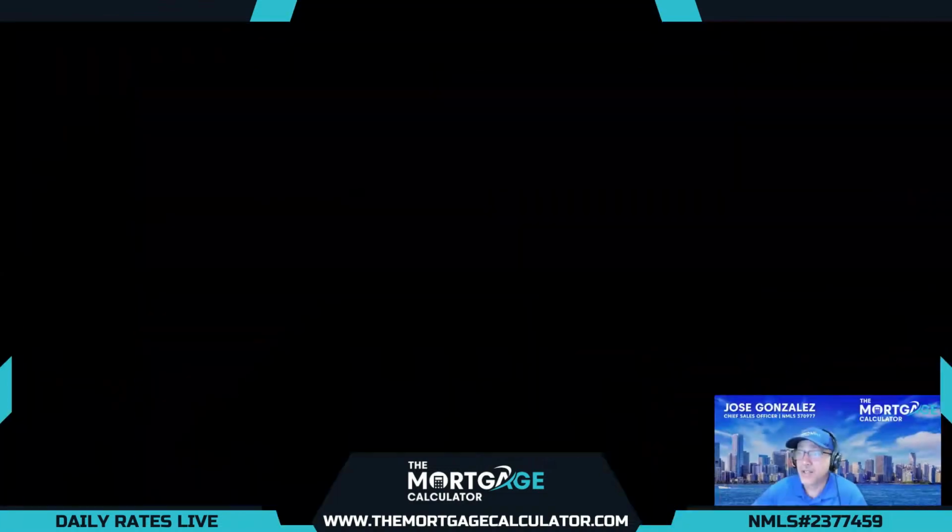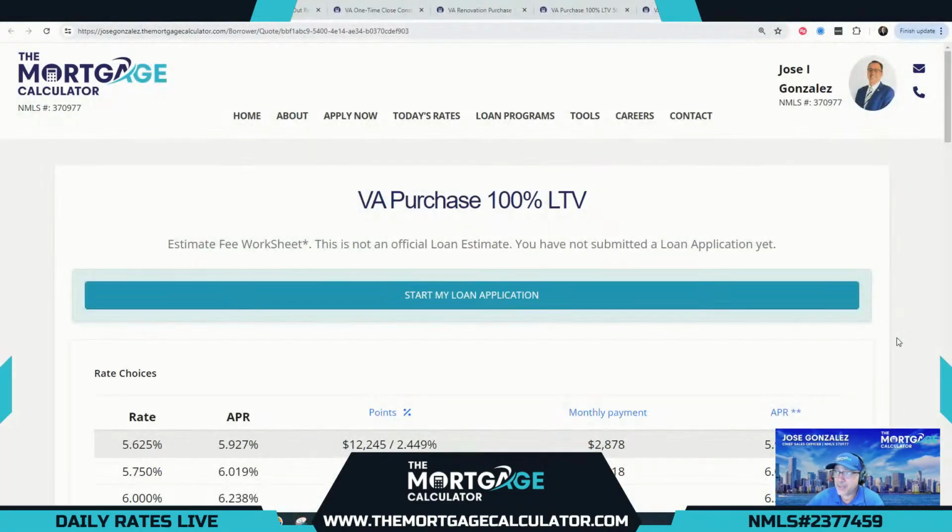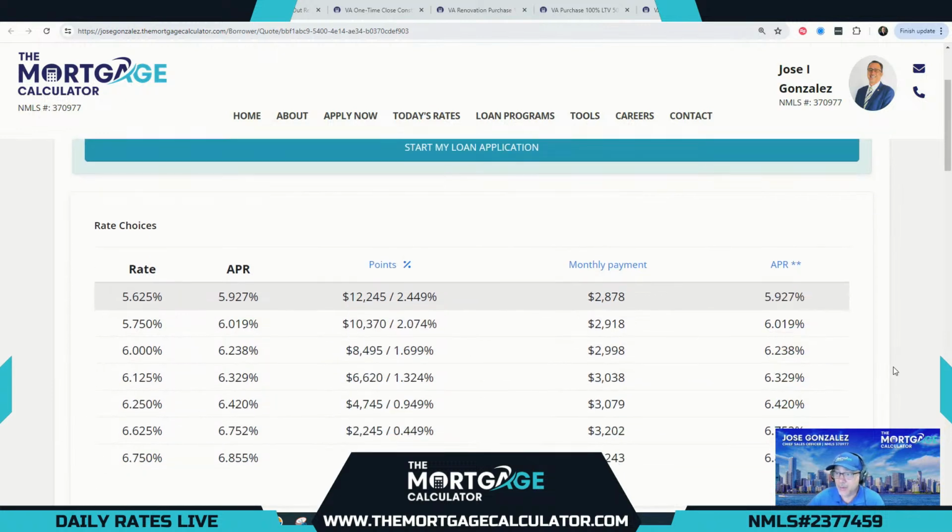So let's get right into it. Got quite a few little tips and tricks to show you here on VA loans. The first is the more obvious: 100% LTV financing is always available for VA loan purchases. We're looking at 6.75%, which is our lowest cost option at a cost of 0.199 points. And you can buy that down to 5.625% at a cost of 2.449 points.